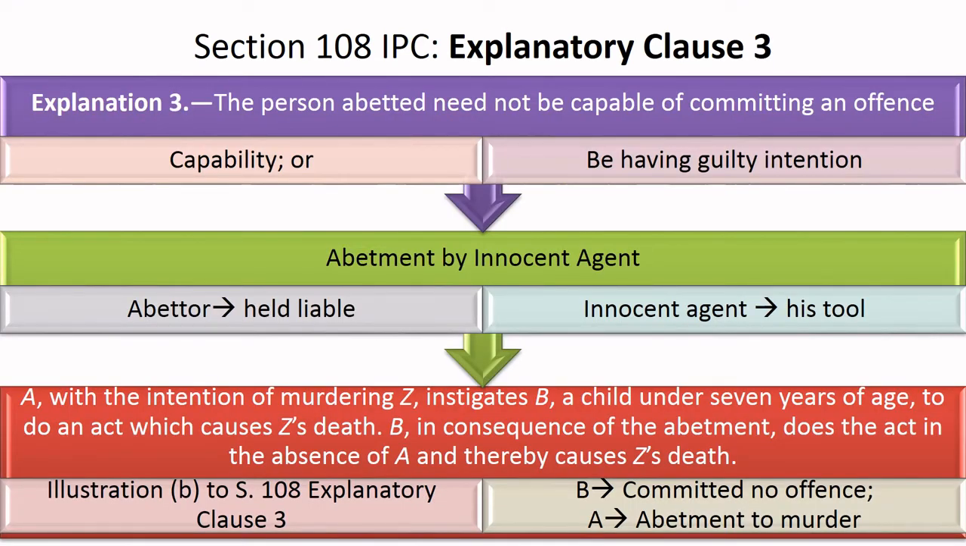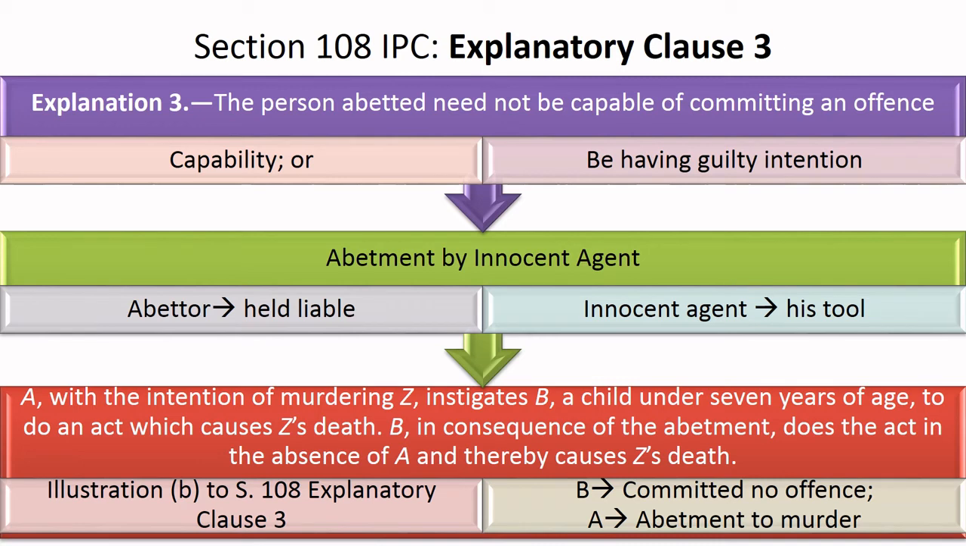And now moving on to the third explanatory clause, which is the person abetted need not be capable of committing an offence. So here we are talking about abetment by innocent agents. This runs as an explanation to the second part of the definition clause. Here the abettor is held liable, but the innocent agent is left scot-free because he is just the abettor's tool to commission of the offence. It is because of the fact that he has no guilty intention as provided by law. He is legally incapable in committing the crimes.